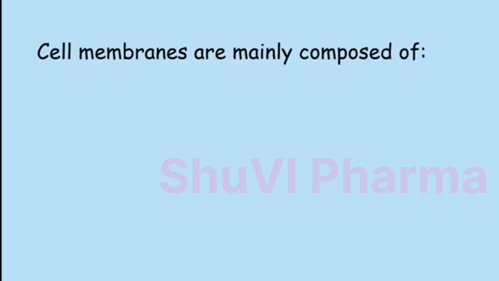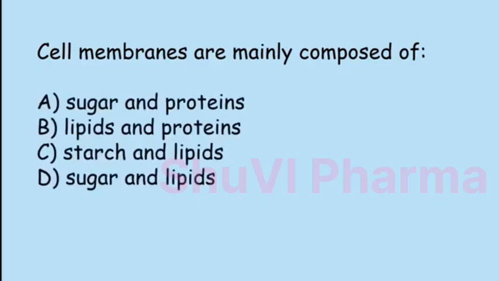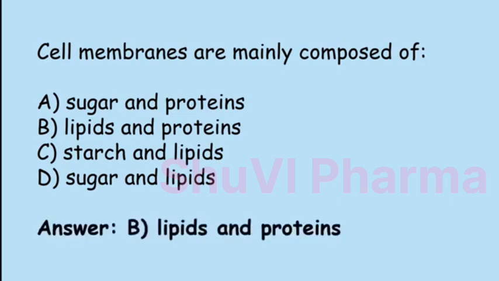Cell membranes are mainly composed of sugar and proteins, lipids and proteins, starch and lipids, sugar and lipids. The correct answer is option B. Cell membranes are mainly composed of lipids and proteins.